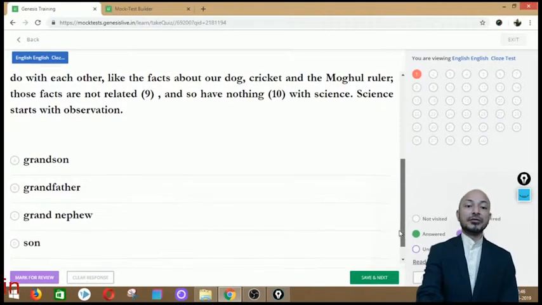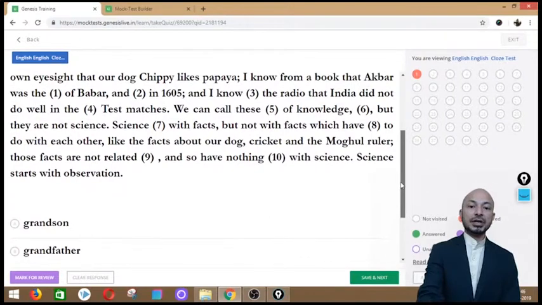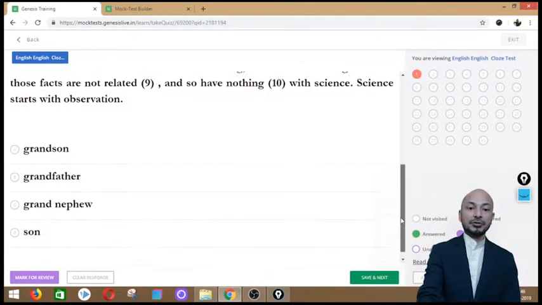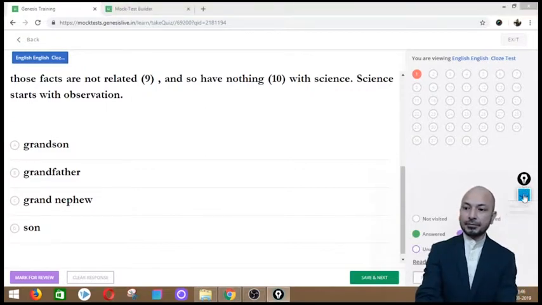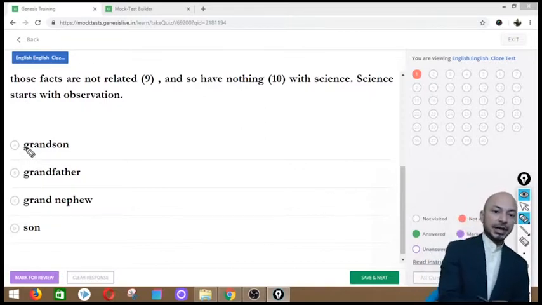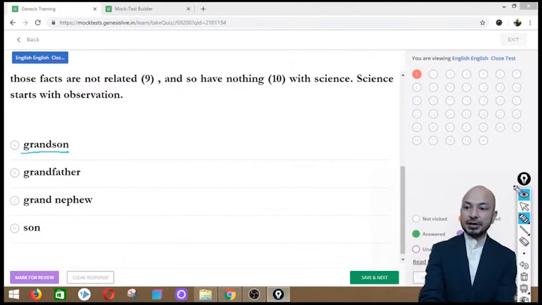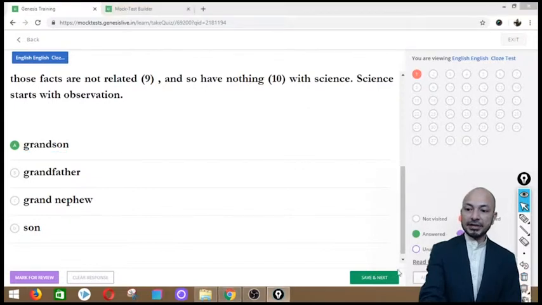So among the words over here which are given below, we have grandson, we have grandfather, we have grandnephew, and we have son. Now, if you know a little bit of history and a little bit of general knowledge, we can make out that Akbar was in fact the grandson of Babur. So we go ahead and select the option over here, which says grandson, which is option A, of course. Option A is the right alternative for number 1, and so we go and click on option A. We say grandson and say save and next.